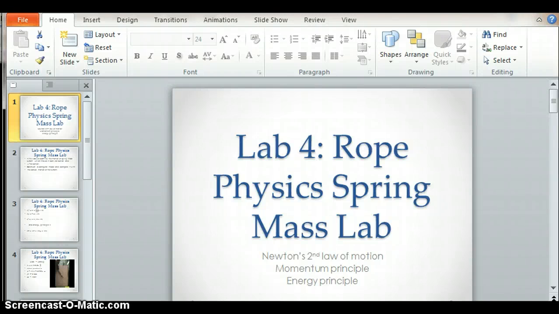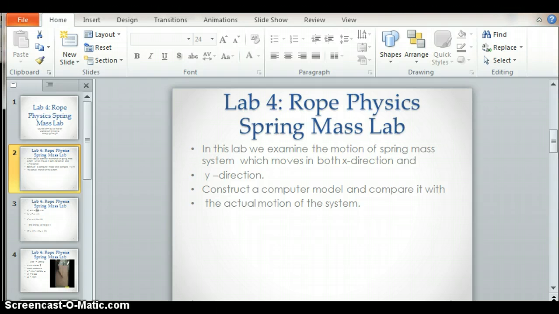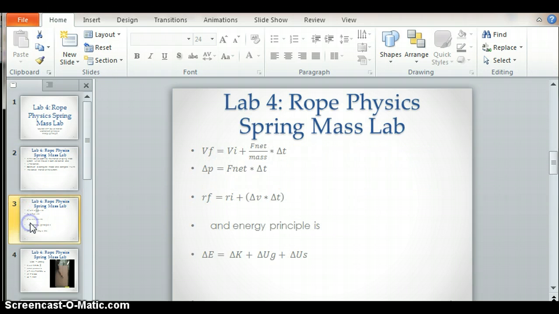Lab 4, spring mass system. In this lab we use Newton's second law of motion, the momentum principle, and the energy principle. In this lab we examine the motion of a spring mass system which moves in both the x direction and y direction, and construct a computer model and compare it with the actual motion of the system.